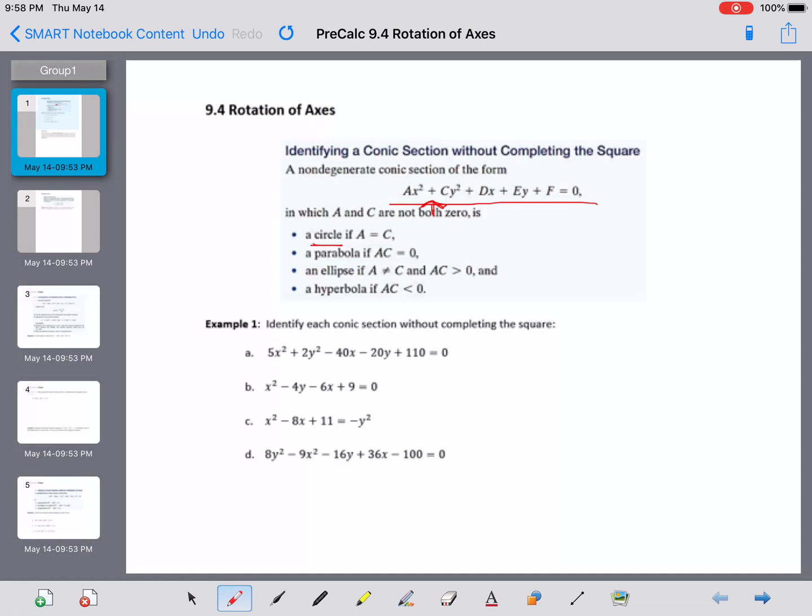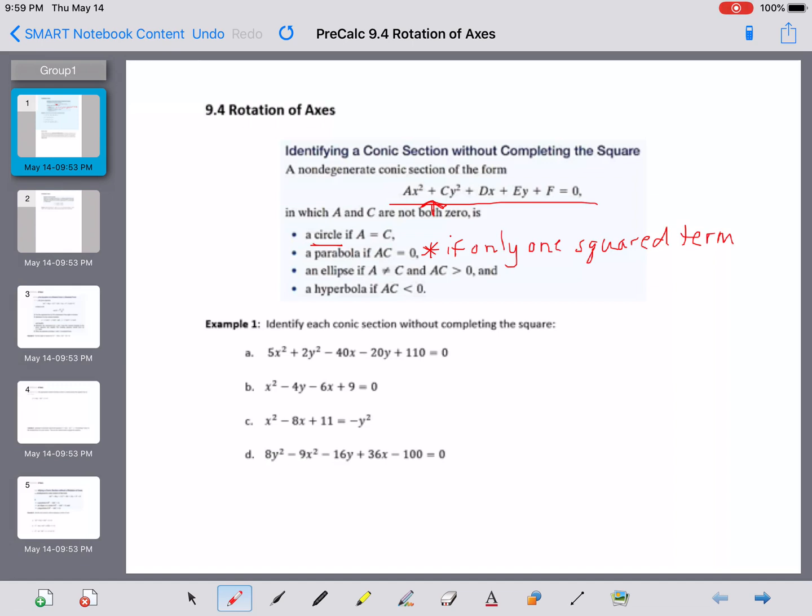If it says, and this is hard to say, a parabola if A times C equals 0. Okay, basically, a parabola, this is how I remember it, if only one squared term. Okay, so maybe only x squared or only y squared, but not both of them. That's why it says if you multiply by, if one of those numbers is missing, an x squared or a y squared term, then you get the parabola.